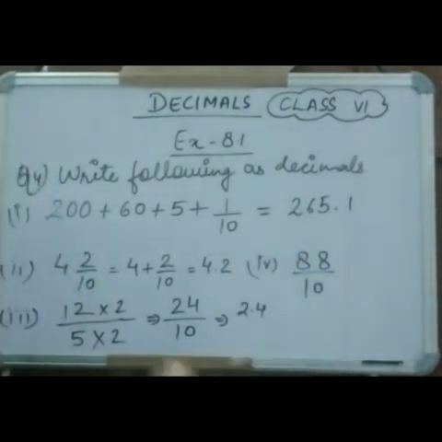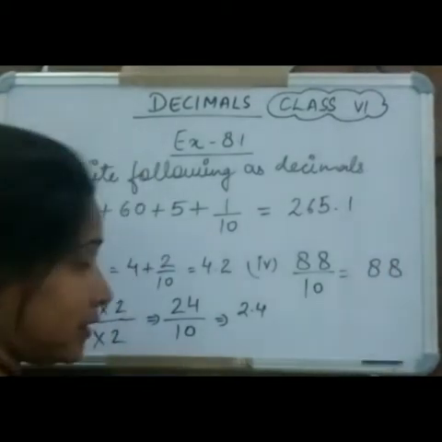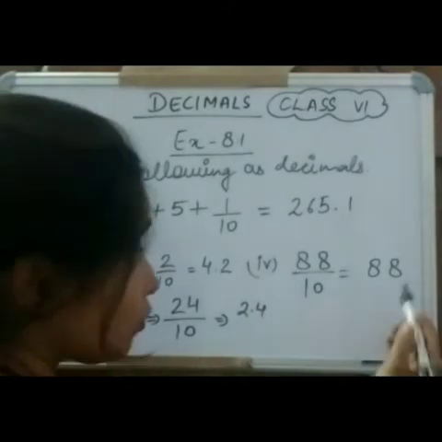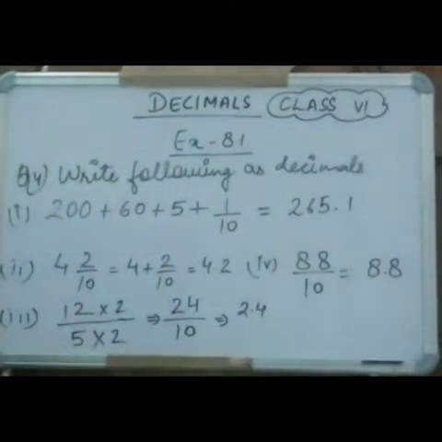Now come to this one. It is 88 upon 10. So 88 upon 10 means we will write the number as it is. Now we will count zeros. How many zeros are here? Only one single 0 is there. From here we will count one number and we will put the point. Getting?